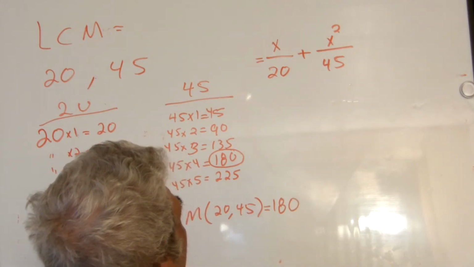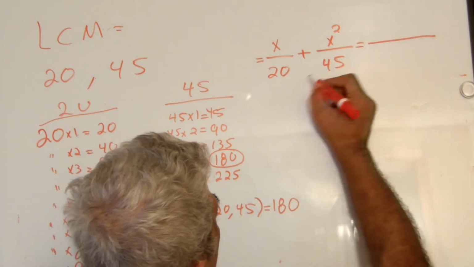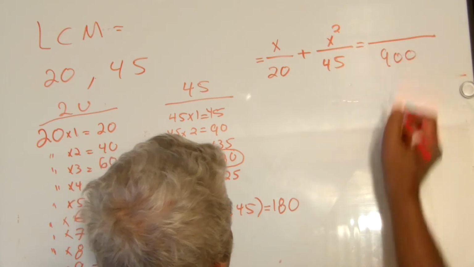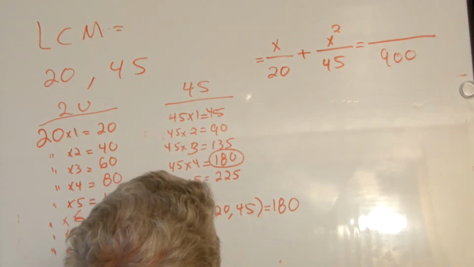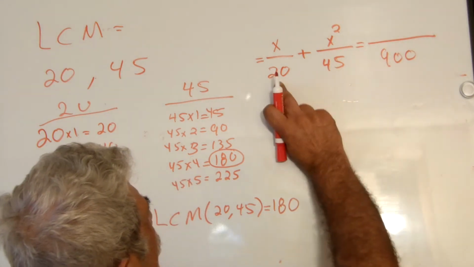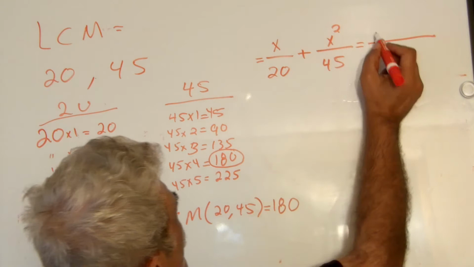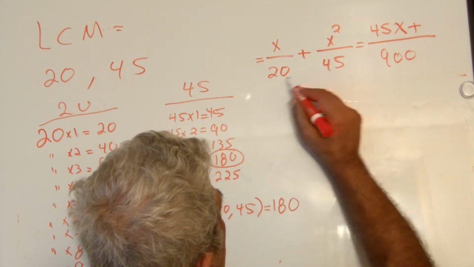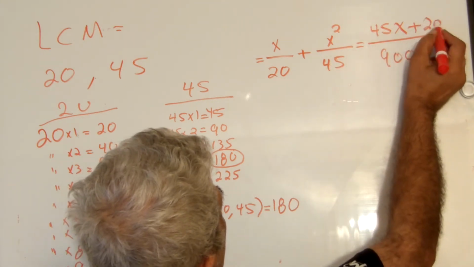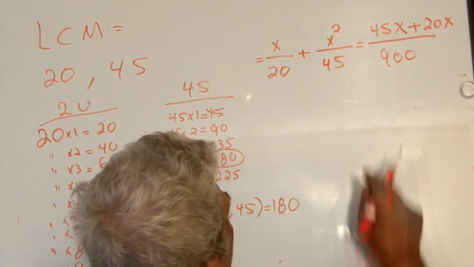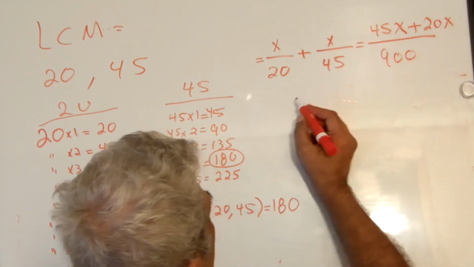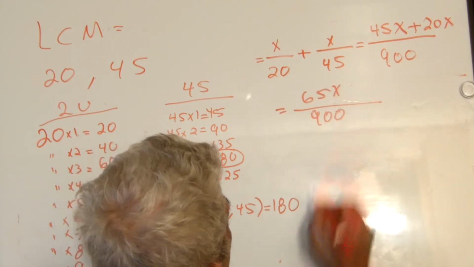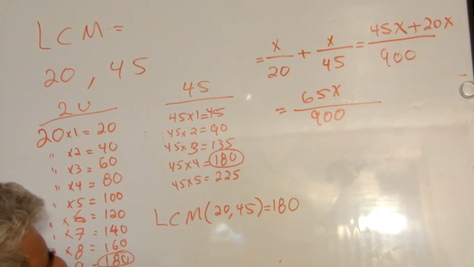One way, we say 20 times 45 is going to be 900, right? And when you divide this one by 20, it's going to be 45x, plus, and when you divide this one, it's going to be 20x. So 45x plus 20x is going to be 65x over 900.